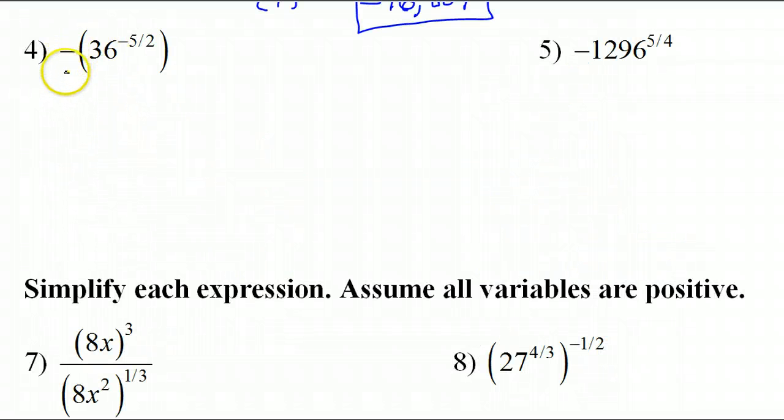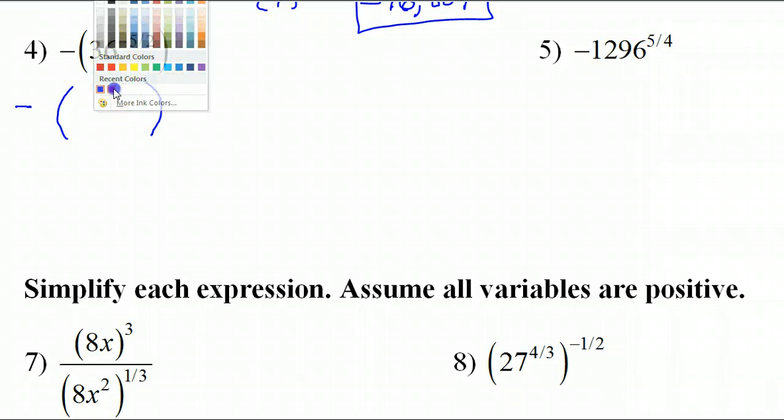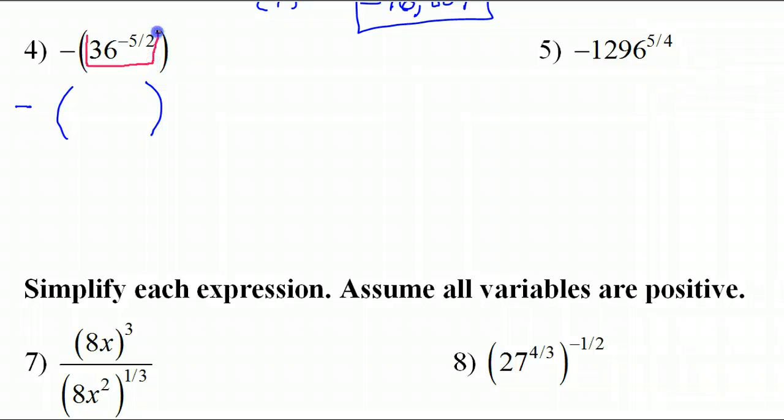Now, take a look at number 4. Notice this negative sign is way out here. It's outside of the parentheses, so I'm just going to leave that negative sign way over there minding its own business. In the meantime, inside the parentheses, what's going on? Well, once again, this has a negative exponent. That means it is on the wrong side of the fraction. I'll have to drop it down. So this is going to become 1 over 36 to the 5 over 2 power. The negative sign is still sitting there. Okay, so now I just need to evaluate this.